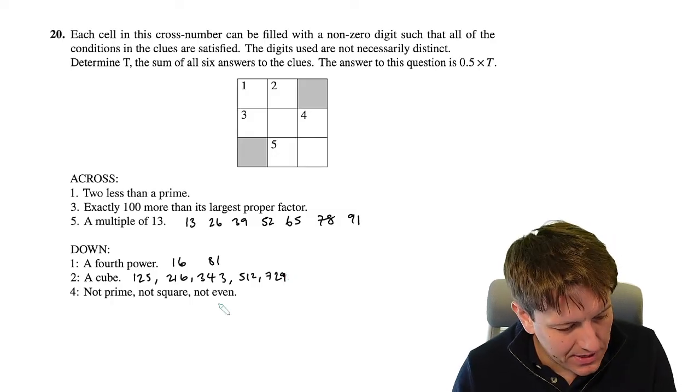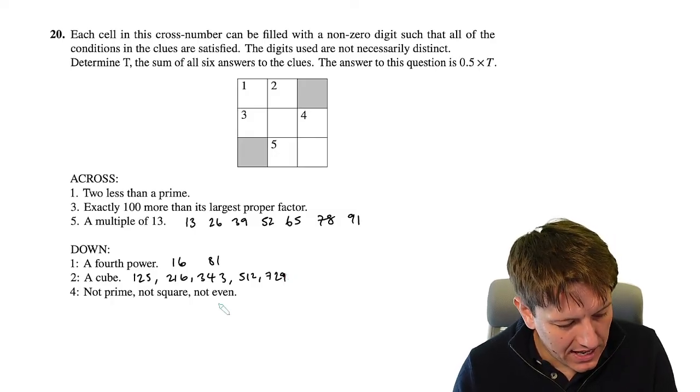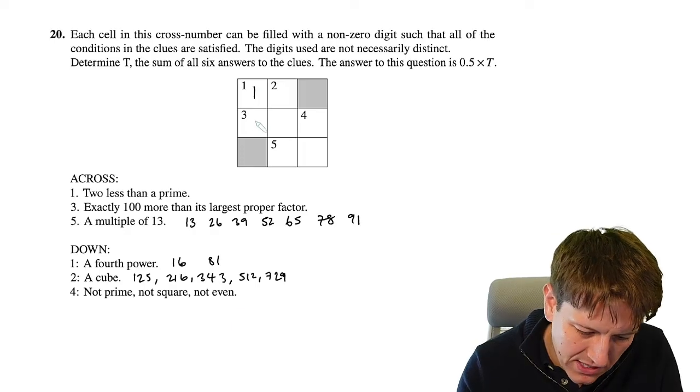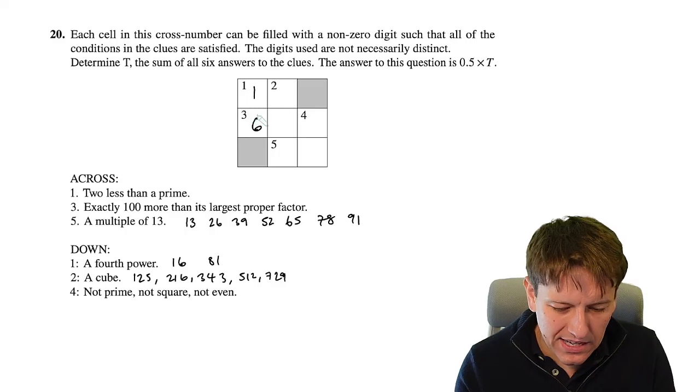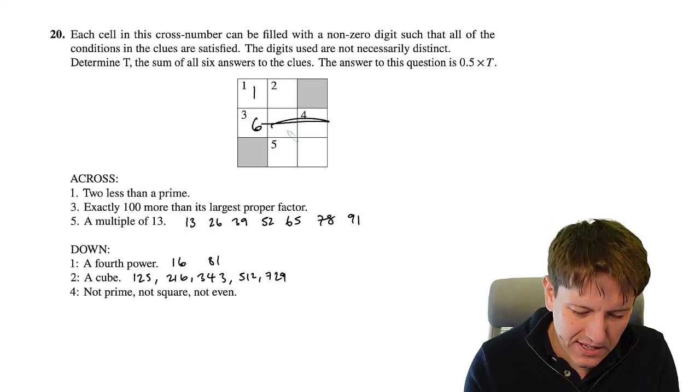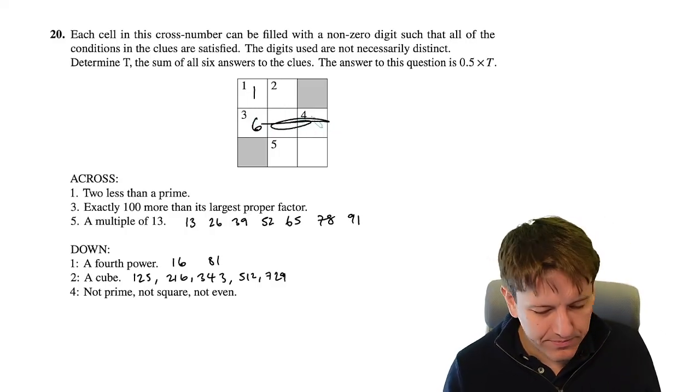So the 4th power seems like the best place to start. Let's try and see if it was 16. Now 2 less than a prime, well, that could work. Exactly 100 more than its largest proper factor here.